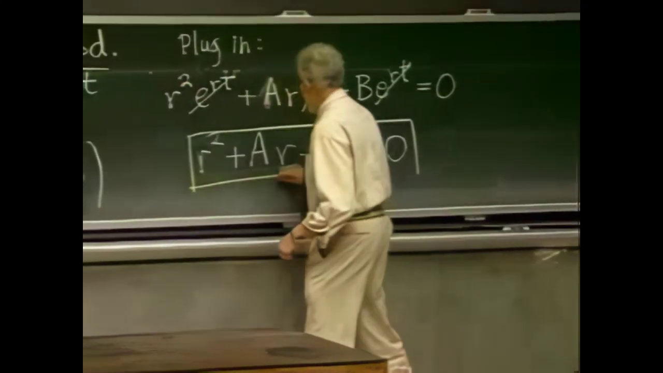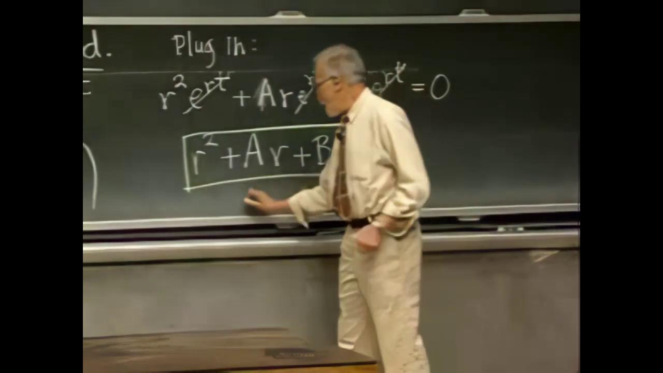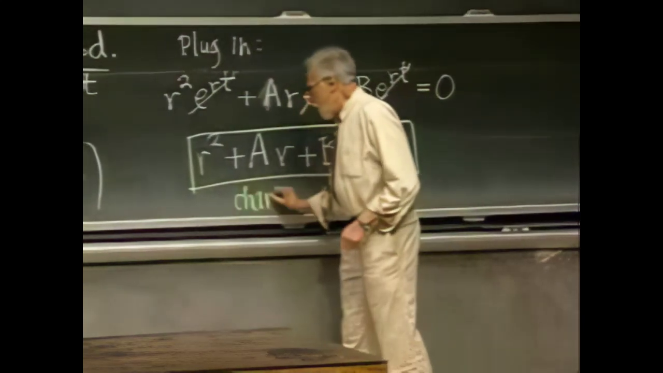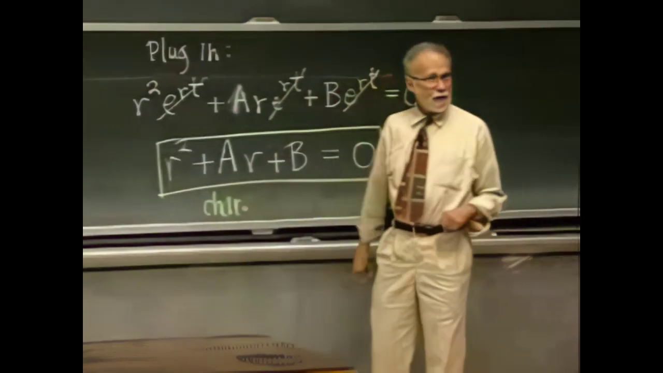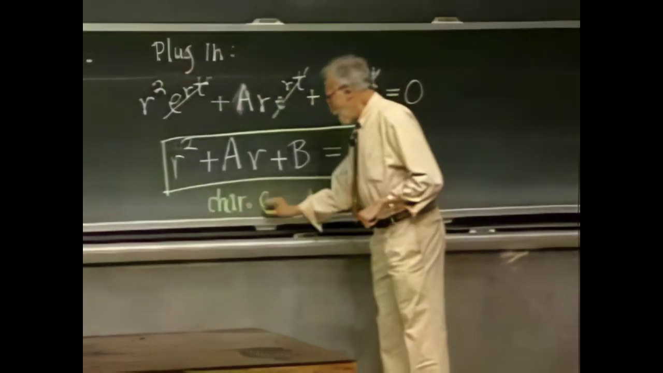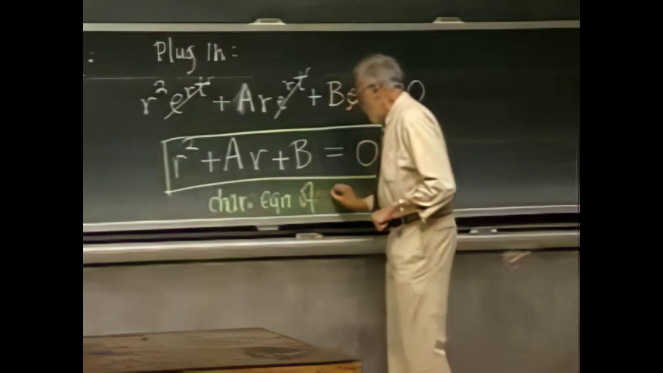This is called the characteristic equation. The characteristic equation of the ODE or of the system, of the spring mass system, which it's modeling. The characteristic equation of the system.